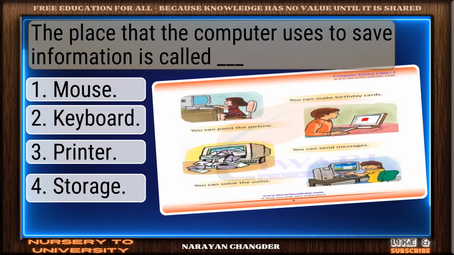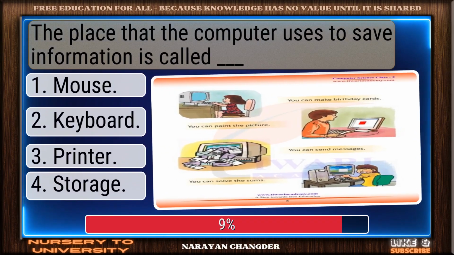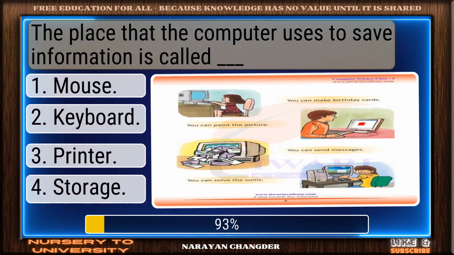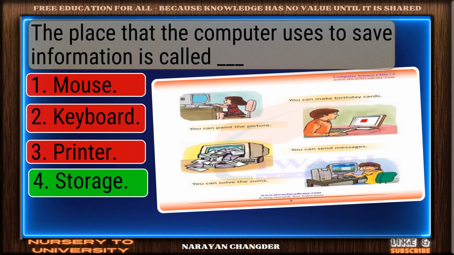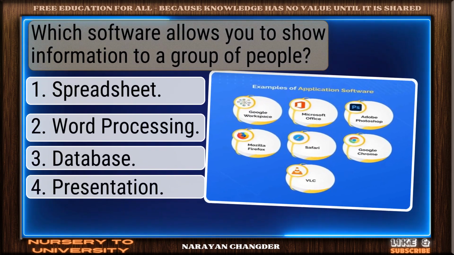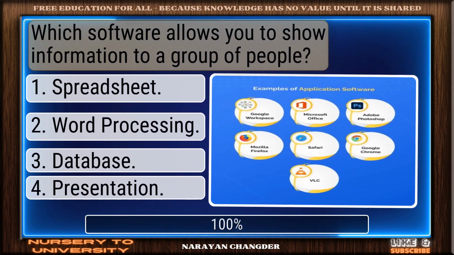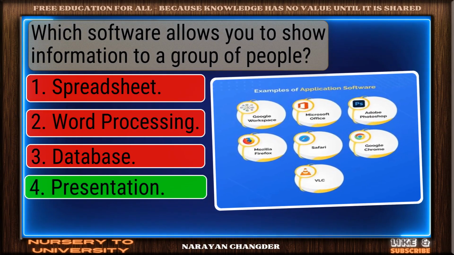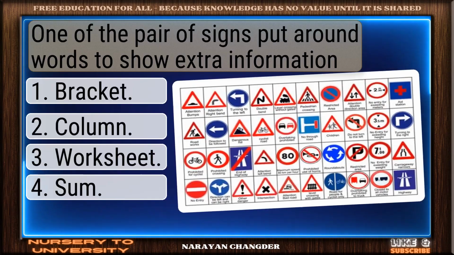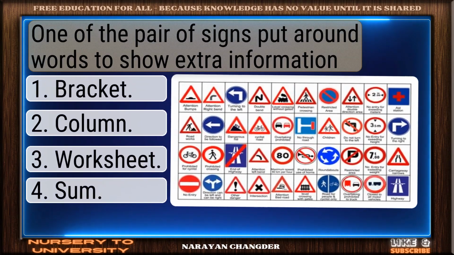The place that the computer uses to save information is called dash. Correct, storage is spot on. Which software allows you to show information to a group of people? Exactly. Presentation makes sense. One of the pair of signs put around words to show extra information.